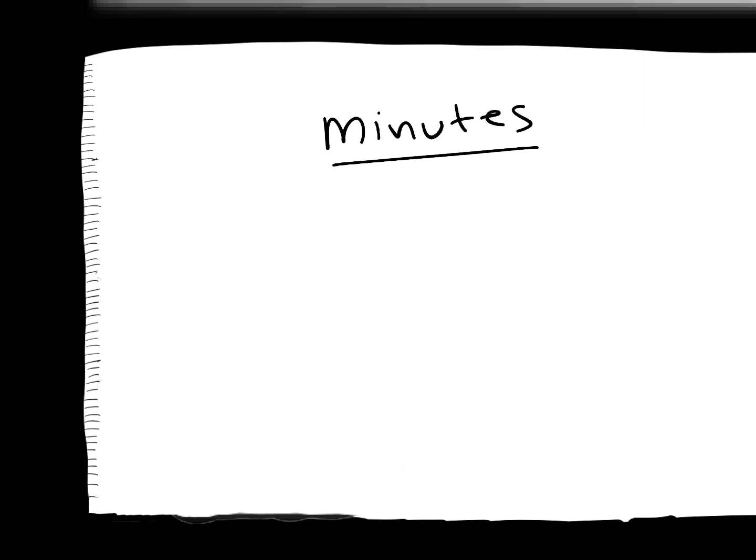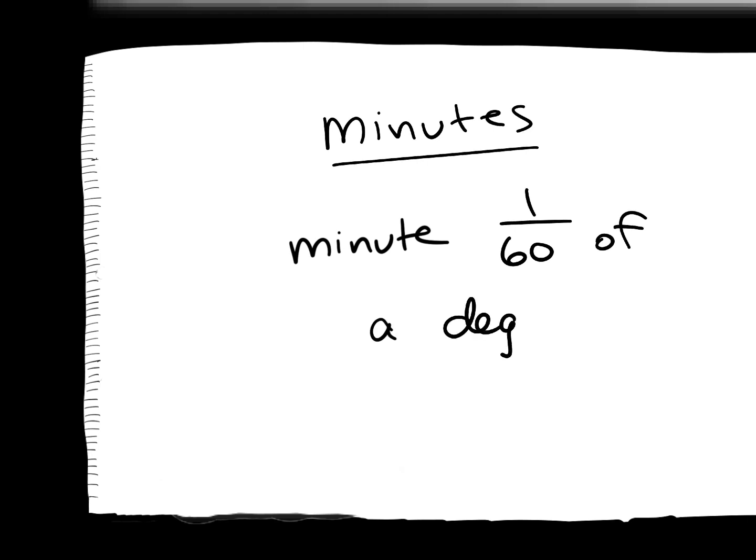And what we know about minutes, and we can use our timekeeping analogy to keep this straight, is that a minute is 1/60th of a degree. This gives us a way to be a little bit more precise with our measurements.